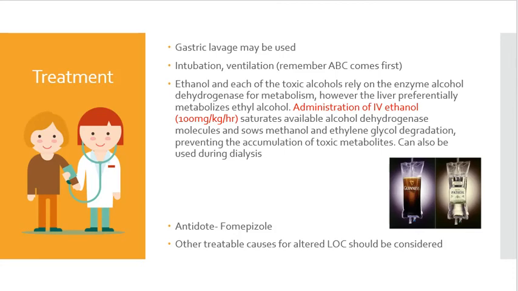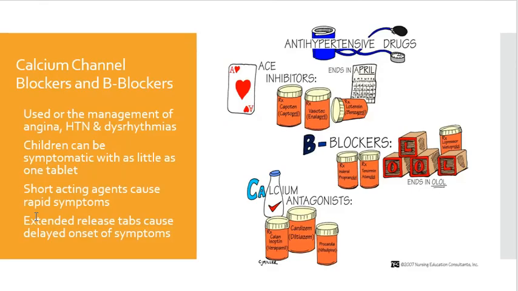Moving on to calcium channel blockers and beta blockers. Calcium channel blockers are used for the management of angina, hypertension, dysrhythmias, and in some cases as migraine prophylaxis. Some of the common calcium channel blocker agents include verapamil, diltiazem. Calcium channel blockers are rapidly emerging as one of the most lethal prescription drug ingestions. Children can become symptomatic with as little as 1 tablet.